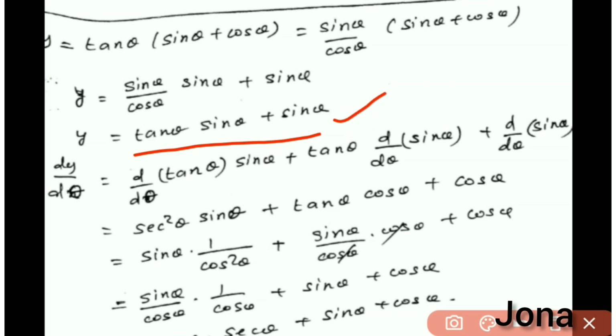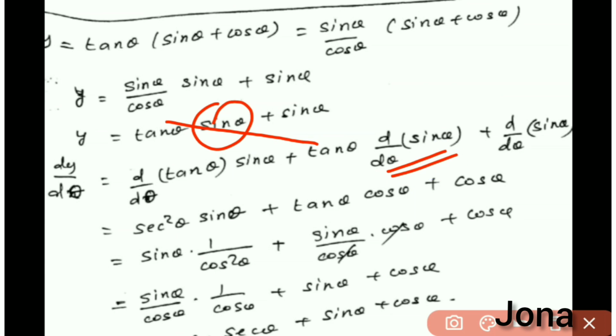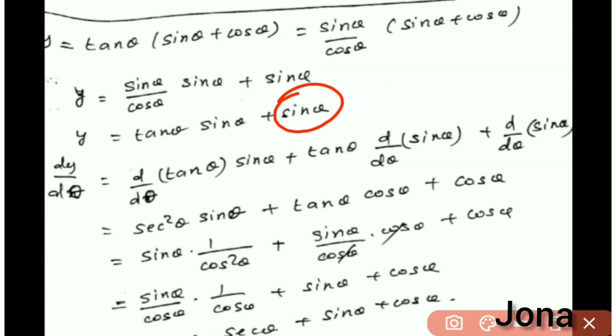This is the problem. Now we want to differentiate this as dy by d theta equal to, here I want to differentiate in the product format. Here tan theta into sin theta is a product, so I have to differentiate with the product format there. So I can keep this sin theta as it is now and differentiate d by d theta of tan theta, plus now keep tan theta as it is and differentiate sin theta as d by d theta of sin theta, plus now we have the next term sin theta, so d by d theta of sin theta.